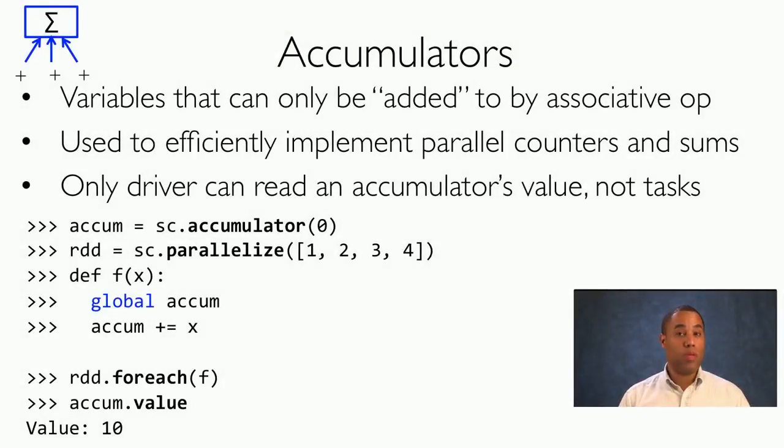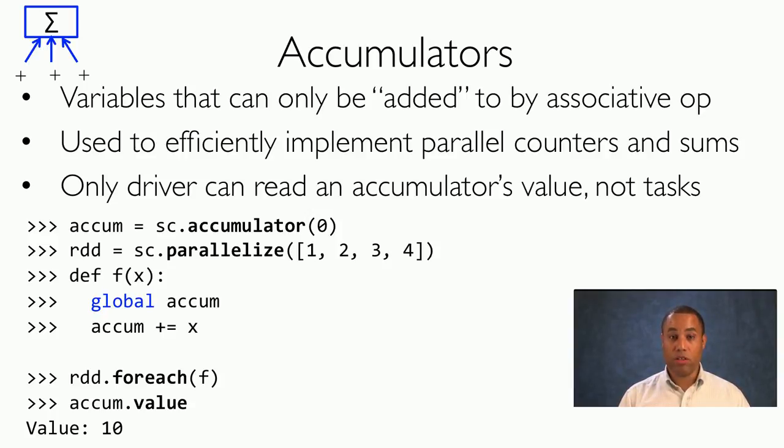Accumulators are variables that can only be added to by an associative operation. They're used to very efficiently implement parallel counters and sums, and only the driver can read an accumulator's values, not the tasks. Here's an example. We create an accumulator and set the value to 0. We then take an RDD consisting of 1, 2, 3, and 4, and we're going to run a foreach function against it. That'll apply the function to each of those elements, and it'll do that at the workers. The function we define is to take the accumulator and add the value to that accumulator.